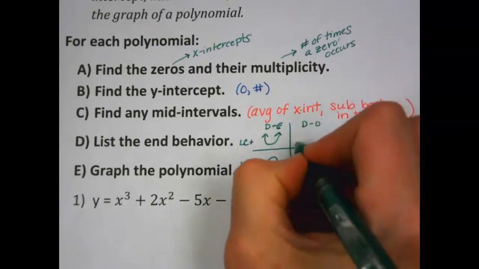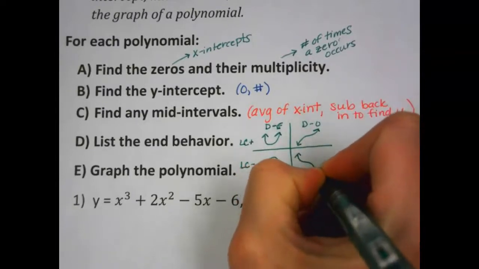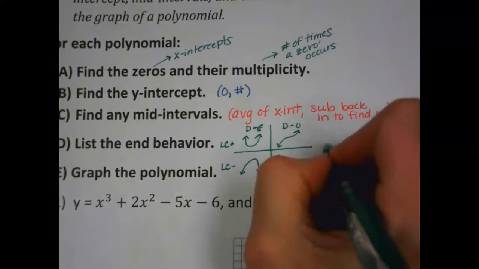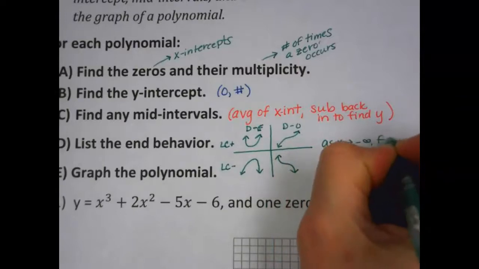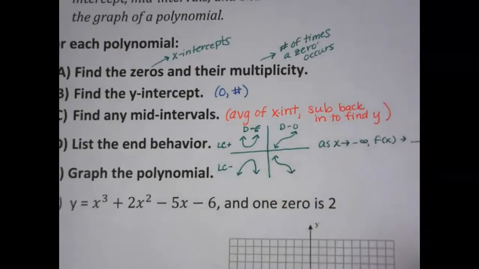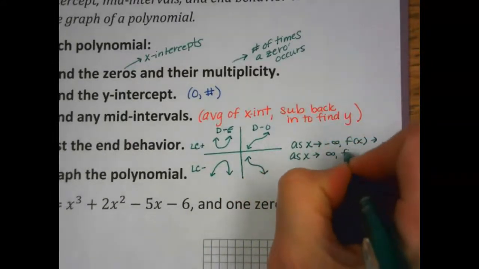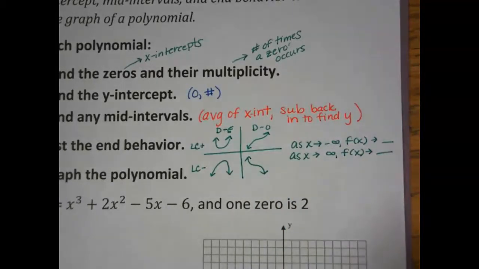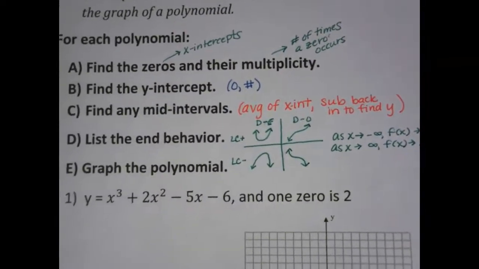If your degree is odd positive, it increases from left to right, but it looks like a cubic. And odd negative, it decreases from left to right. This is also when we use that notation as X approaches negative infinity, f of X approaches blank, and as X approaches positive infinity, f of X approaches blank. I believe we did that in section 2.6 at the very end of first semester, so if you need to refer back to those notes. And then we take all of that information and we graph the polynomial.